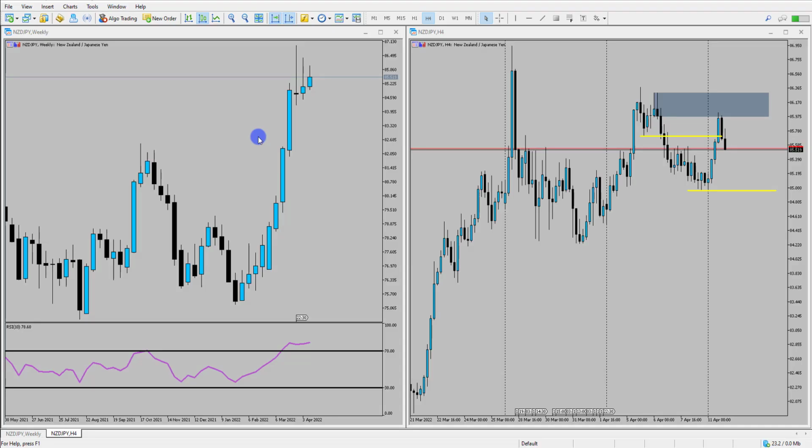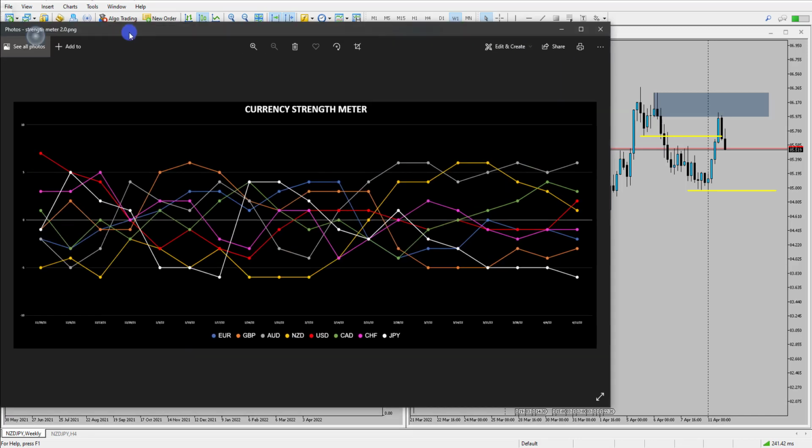In this video we're going to go through Kiwi yen as we could see a potential short idea forming on the market as prices rejected some key areas. But first of all, why do we want to take a look at the Kiwi yen market?